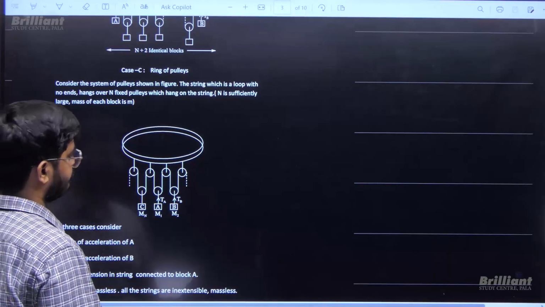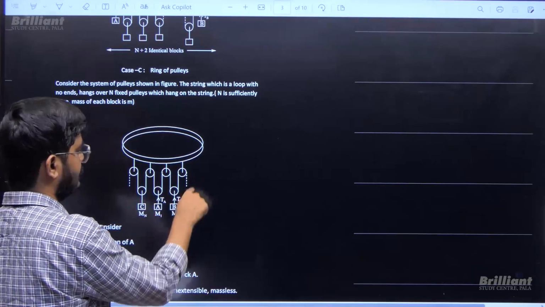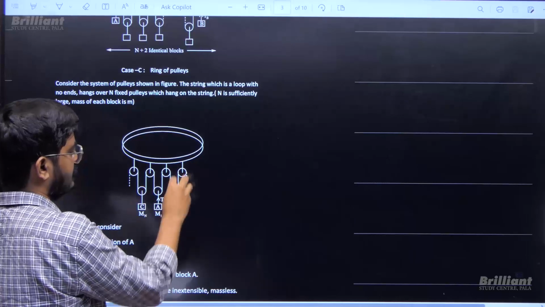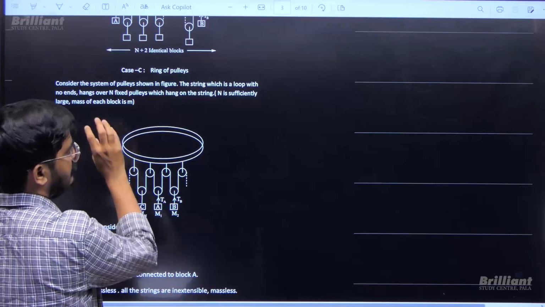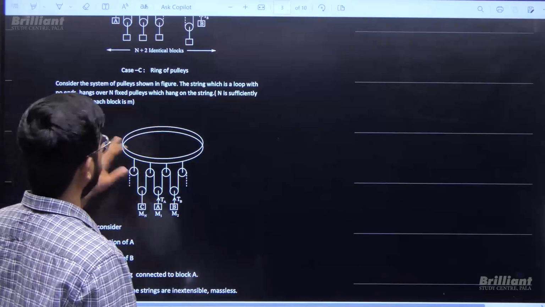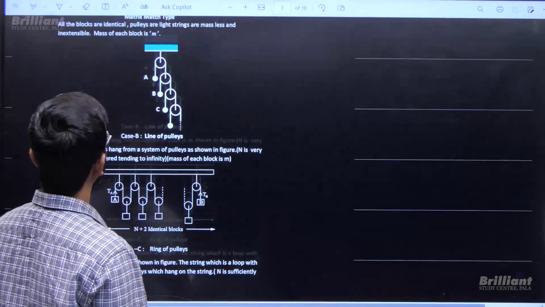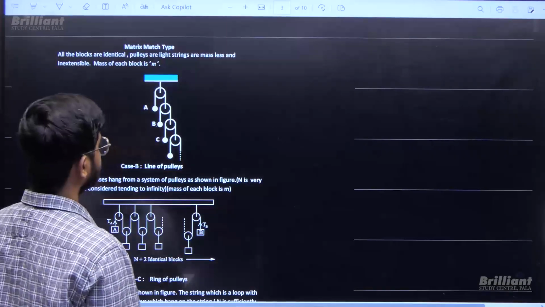That won't happen, because the length of the string is fixed. If the length of the string is fixed, then if someplace it is going down, someplace it should be going up. So the acceleration here is going to be 0. That's a straightforward thing.